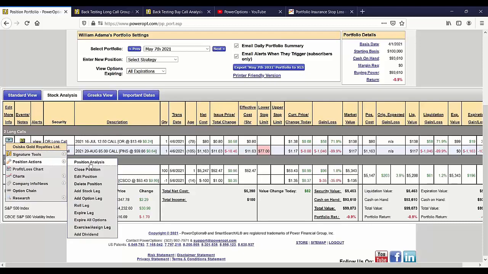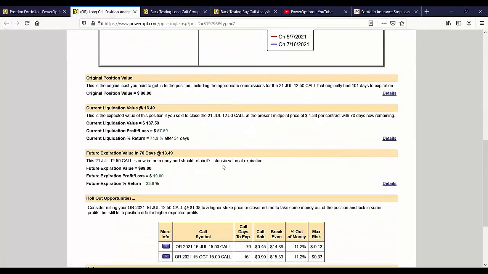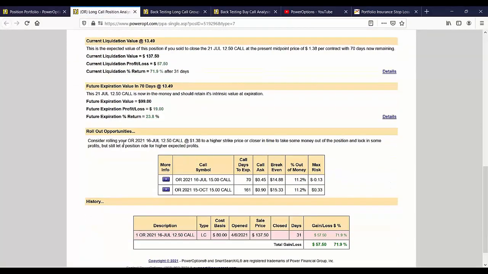Let's go to the profit and loss. Well, first, let's do what we said we'd do for Alice. Let's go to the position actions and position analysis, see if this has triggered any ideas for us for rolling out. Okay. So we could consider rolling our 12.50 call up to the July 15.